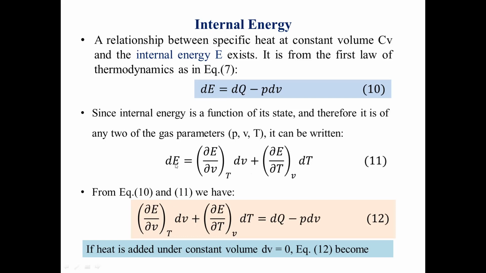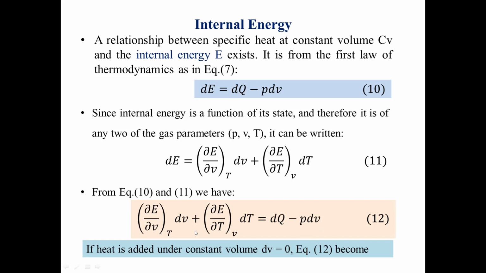So this dE, the change in internal energy, is equal to dQ minus PdV, because we have this relation relating internal energy. We have another equation, number 11, which relates internal energy. So by taking the two equations, we have equation number 12: the derivative of E with respect to V at constant temperature plus the derivative of E with respect to T at constant volume, equal to dQ minus PdV.